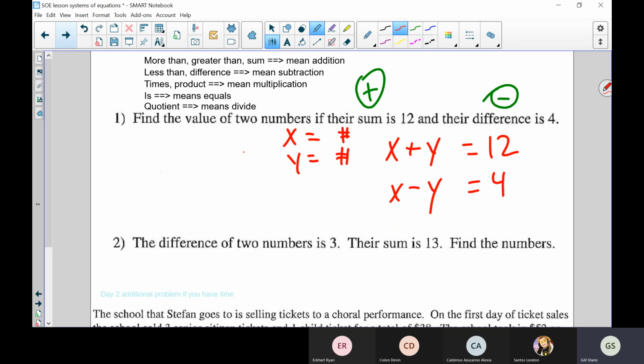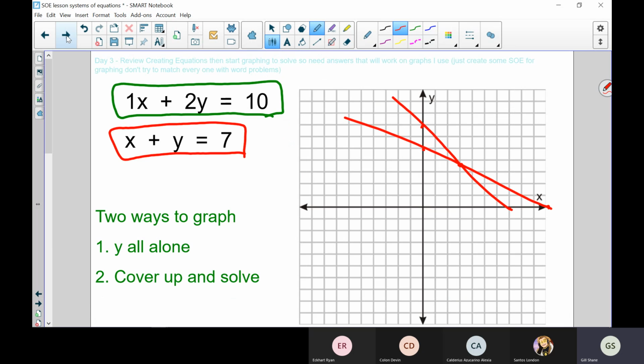All right, so write that quickly because I got to go. 5, 4, 3, 2, 1. You should have written: two numbers have a sum of 12 and a difference of 4.